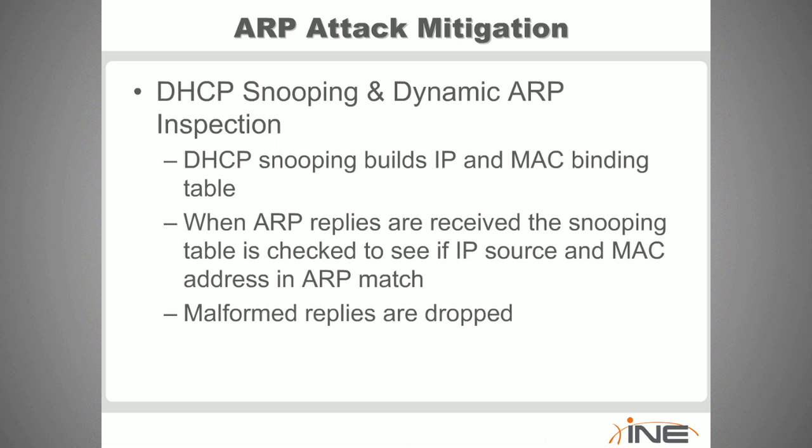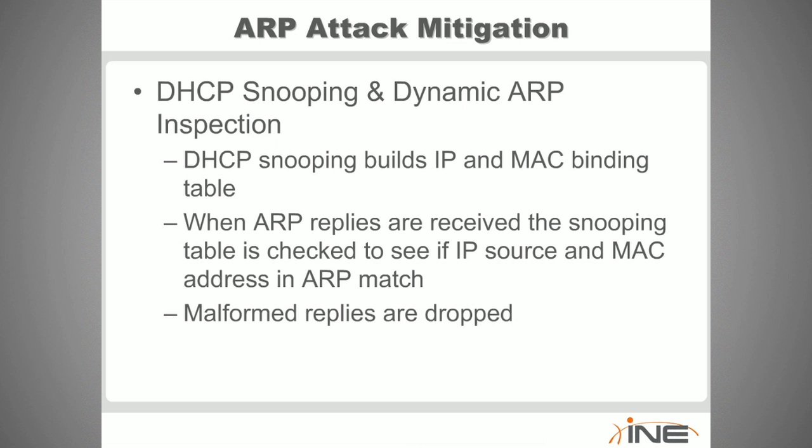So when the ARP reply is received, if the switch sees that it does not match up with the binding database, so it's a malformed reply, an illegitimate reply, the switch simply drops it. So no matter how many gratuitous ARPs or unsolicited ARP replies the attacker sends, the switch is going to drop them and they're never going to get back to the victim. Typically these two features are run in conjunction with each other, DHCP snooping and dynamic ARP inspection.